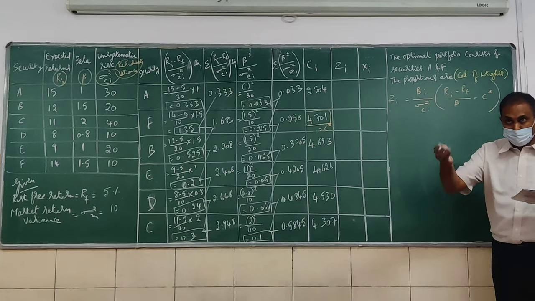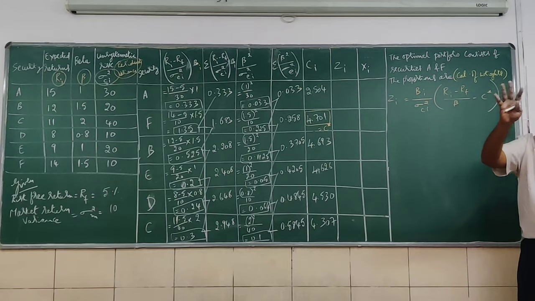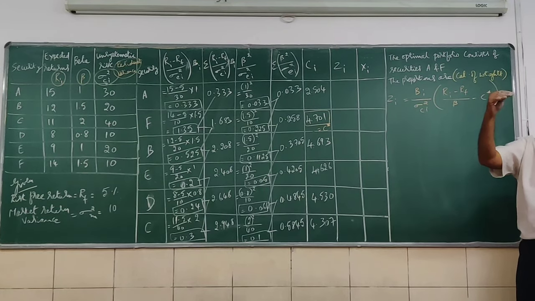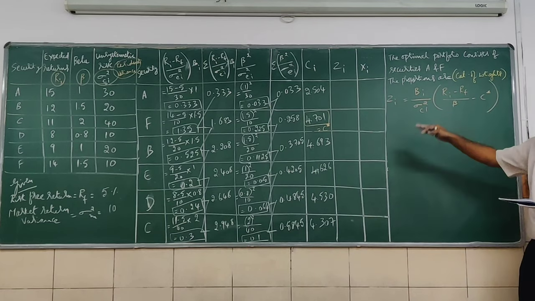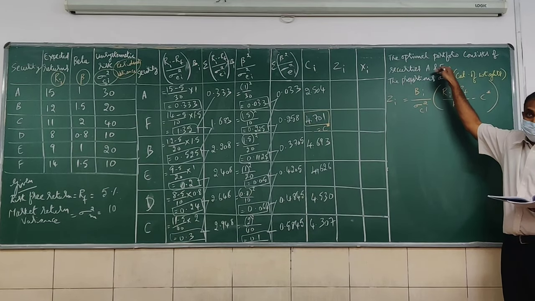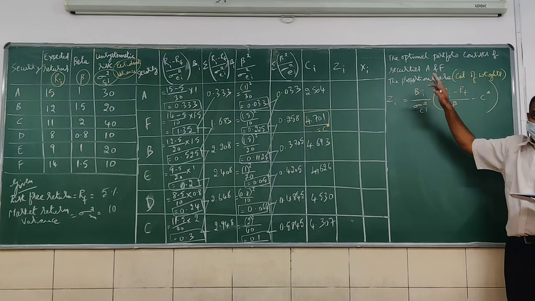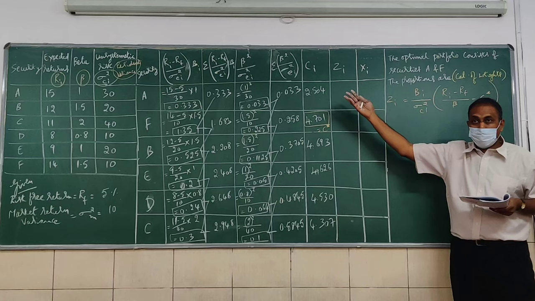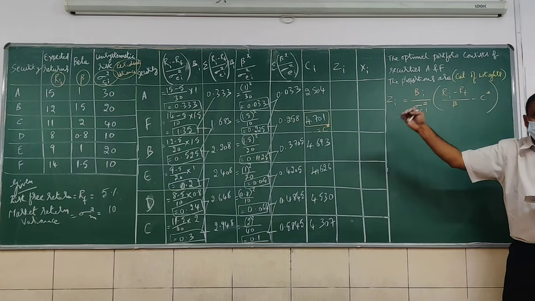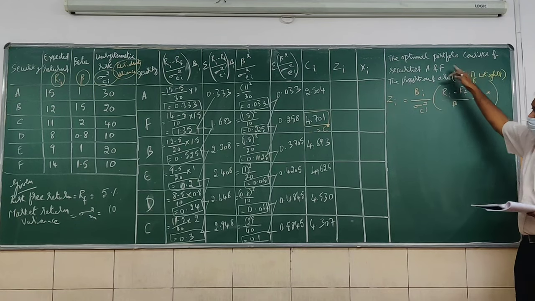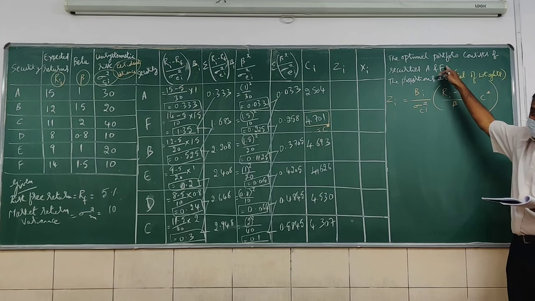Okay, now this is for you to understand why C star, what is the reason for finding the C star. Then we have to go for this calculation. We call it calculation of weights. That means how much to be invested in A, how much to be invested in F. Got it? So the optimum portfolio consists of securities A and F.